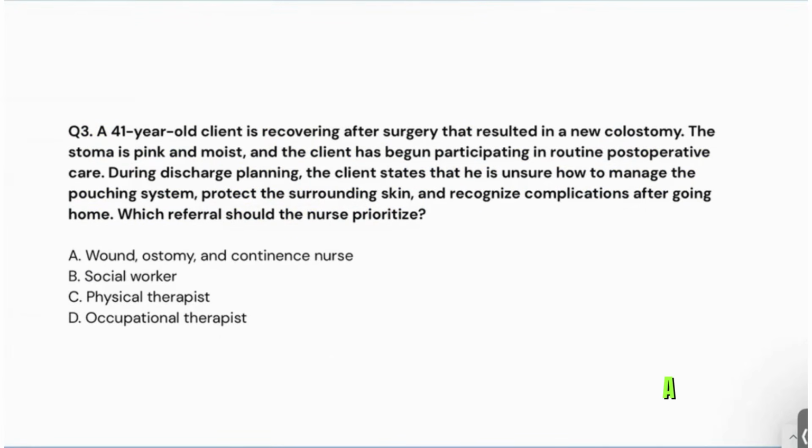Our next question. A 41-year-old client is recovering after surgery that resulted in a new colostomy. The stoma is pink and moist, and the client has begun participating in routine post-operative care. During discharge planning, the client states that he is unsure how to manage the pouching system, protect the surrounding skin, and recognize complications after going home. Which referral should the nurse prioritize?